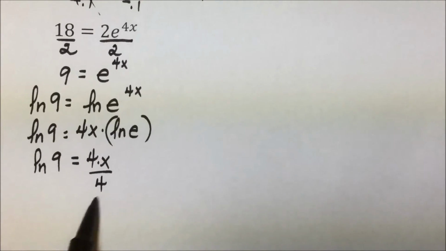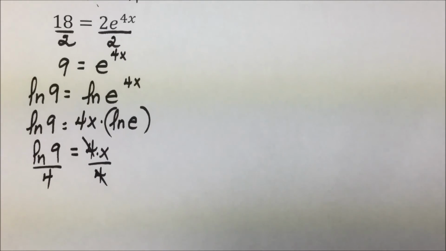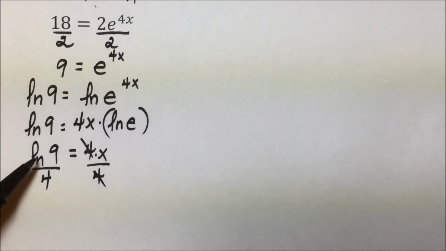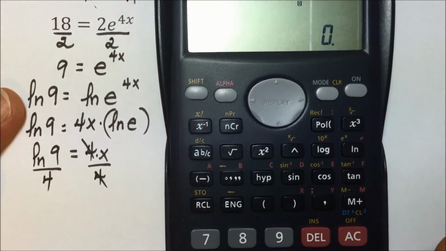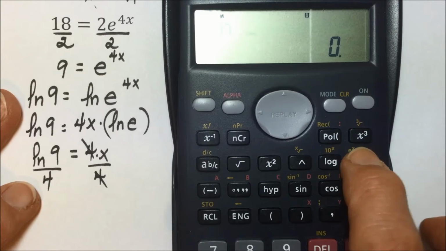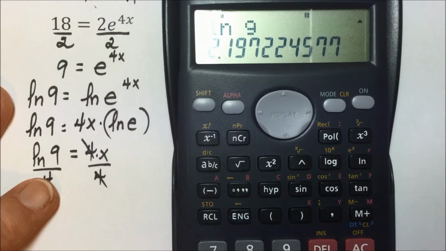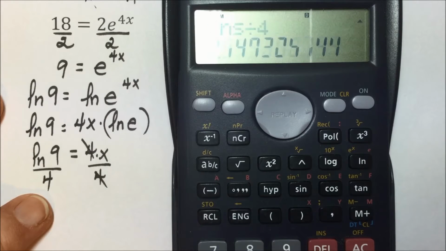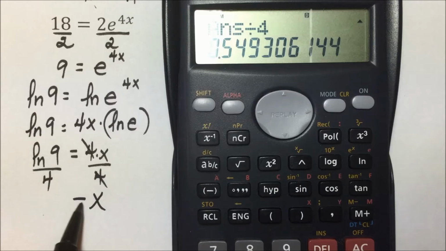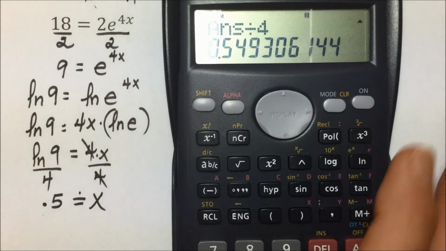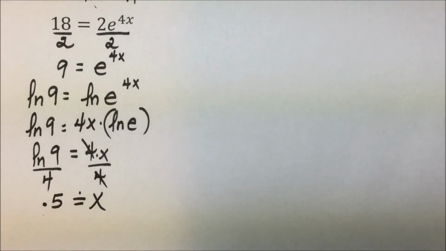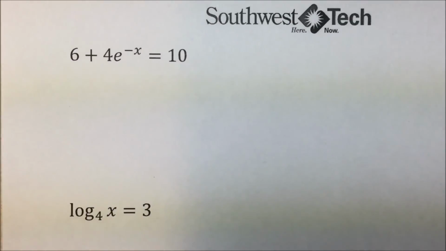And solving for x, we'll undo multiplication with division. Our exact solution would be the natural log of 9 divided by 4. And an approximate value would be to take the natural log of 9, calculate its value, and divide the result by 4. So x has an approximate value of, rounding to the nearest tenth, 0.5. When the variable is not, or the base is not by itself, we want to undo that. And one more example here is the following.